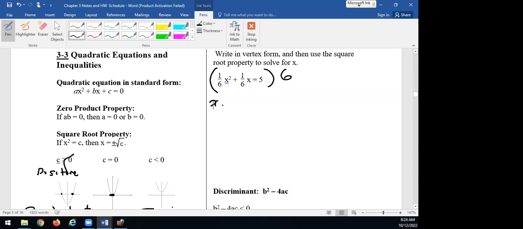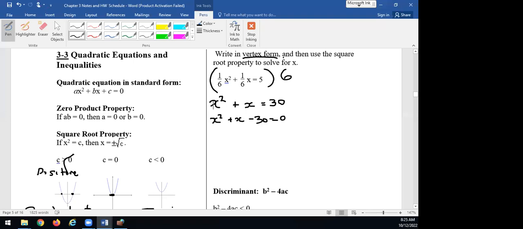So that would just give us x squared. 1/6 times 6 is 1, that's going to cancel. Plus, we're going to have x and set that equal to what? 6 times 5? 30. Now we're going to have x squared plus x, put it in the standard form first, minus 30 equal to 0. Now you want to get it in the vertex form according to the question.